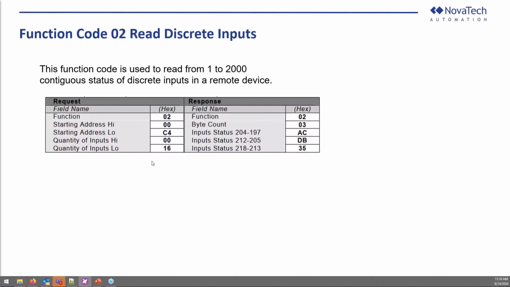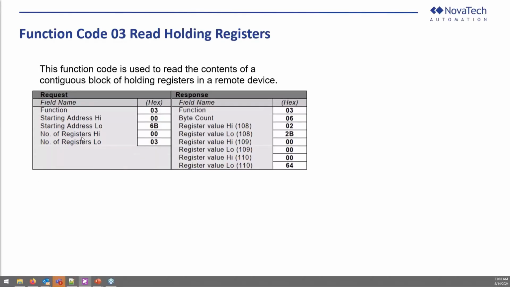Function code 2 is reading discrete inputs, and very similar. It's either 1 all the way up to 2000 continuous discrete inputs. Function code 3 is reading holding registers.